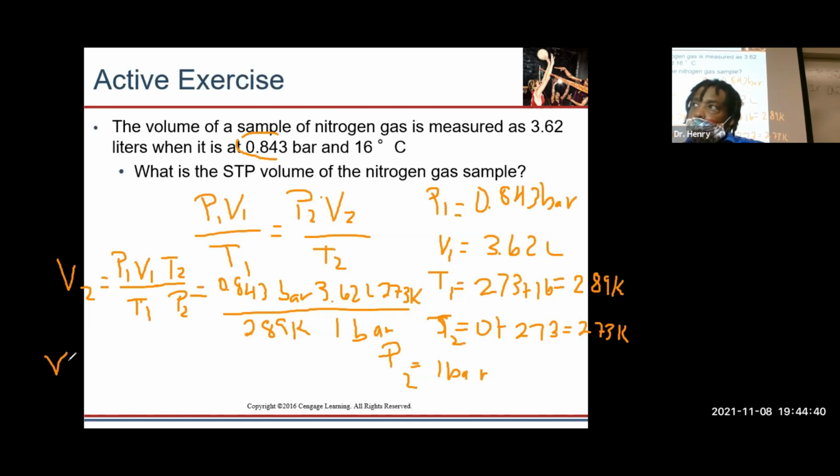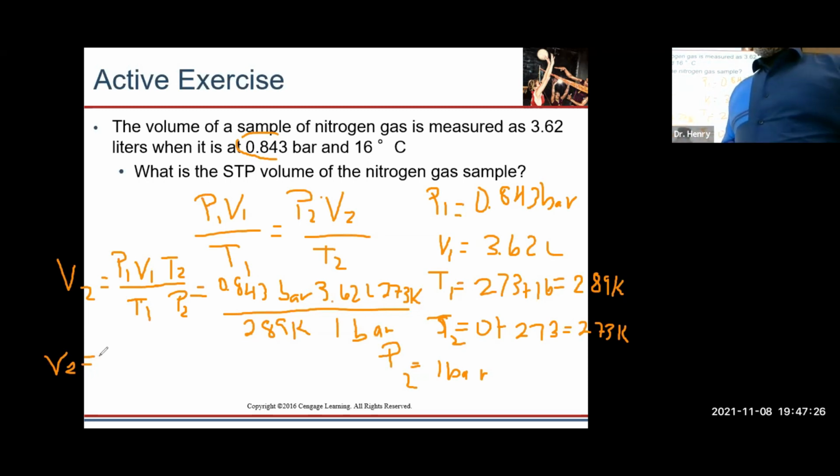Okay, V2. You guys get 2.88 liters. Everybody get that? Excellent.